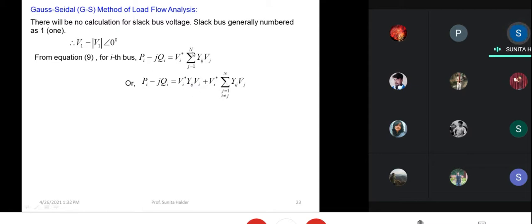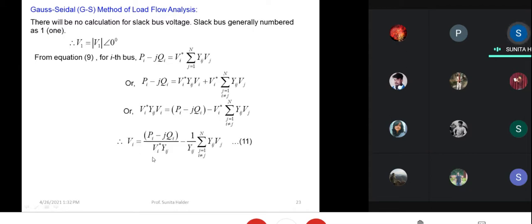So in the summation part, in the remaining portion, there will be j not equal to i. So in that way, we can extract the voltages for ith bus. Then from there, we can find out the expression of Vi. So Vi is this one. Now you can see here, there is Vi on both sides.